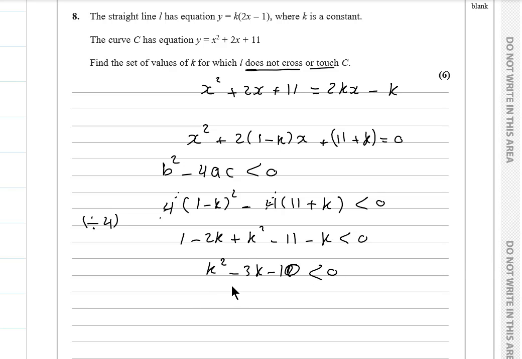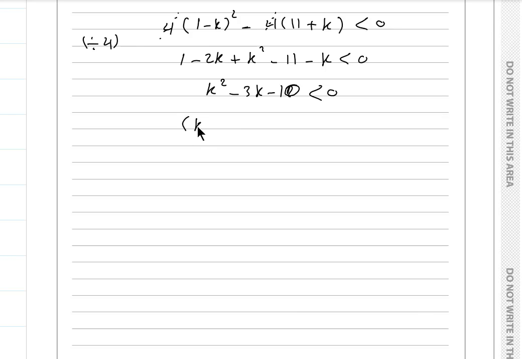Which can be factorized to be k minus 5 multiplied by k plus 2 less than 0, and then we can put these two roots in the number line, which are minus 2 and 5. If we draw this parabola, it will be open upward, and we are searching for the negative part, which is here, of course, between the two roots. So k should be between minus 2 and 5.